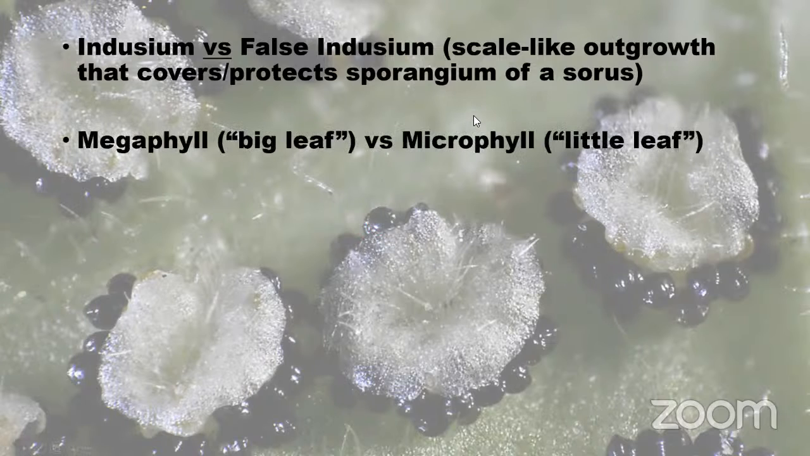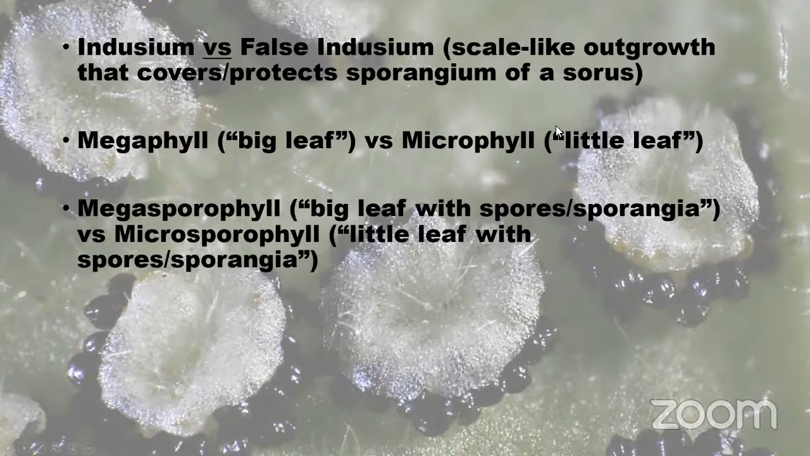We may also sometimes refer to big leaves and little leaves as megaphylls and microphylls. And sometimes we will say we have a megasporophyll, which means we have a big leaf, and we're saying it has spores or sporangia on the underside. Or we might say we have a little leaf with spores, which would be a microsporophyll. That's all that means. We're saying how big the leaf is, and that it has spores on it. Because we will see that some fronds, some fern leaves, are also sterile, so they don't have these reproductive structures on them. That's why we would specify that here.